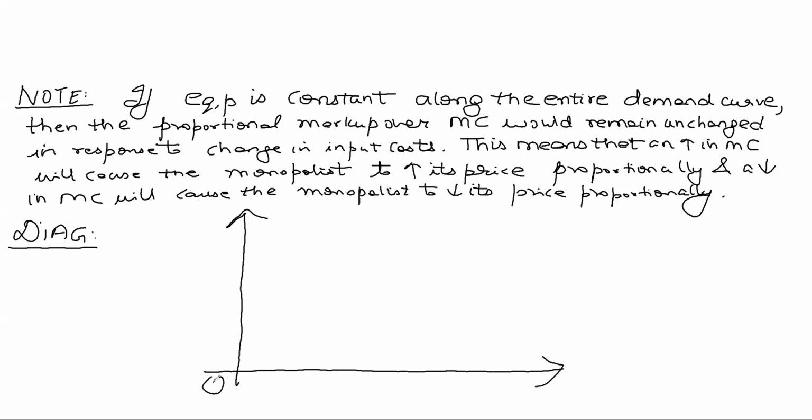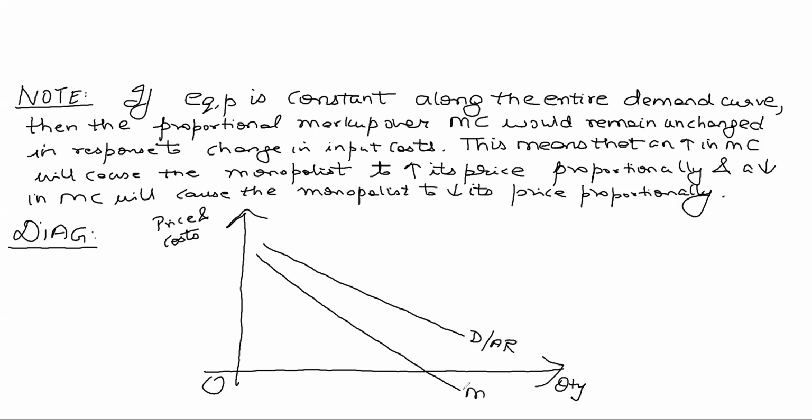So you can see that this is my quantity per period, this is my price and costs. This is my initial demand curve or the AR curve. This is my marginal revenue curve. Okay, suppose this is my initial marginal cost MC1. Initially the monopolist is producing where MR is equal to MC1 and the price charged by the monopolist is how much? PM star.